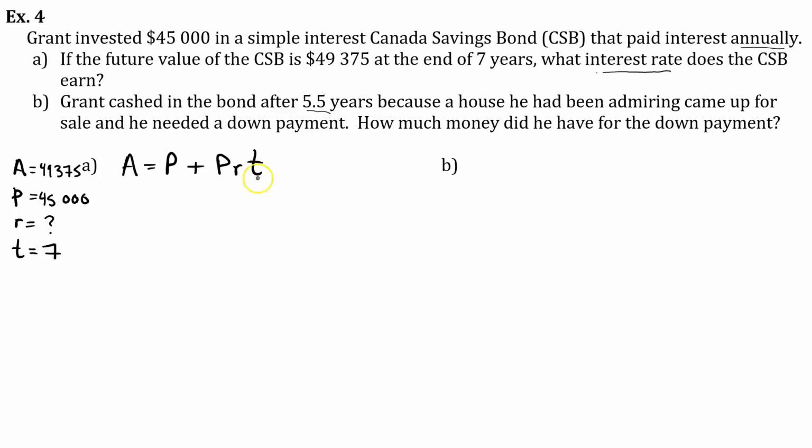So let's plug in what we know into the formula right here. So we know that A is 49,375 equals, instead of P, we're going to put 45,000, my bad, plus the principal, 45,000, times R, which we don't know, times T, which is 7.